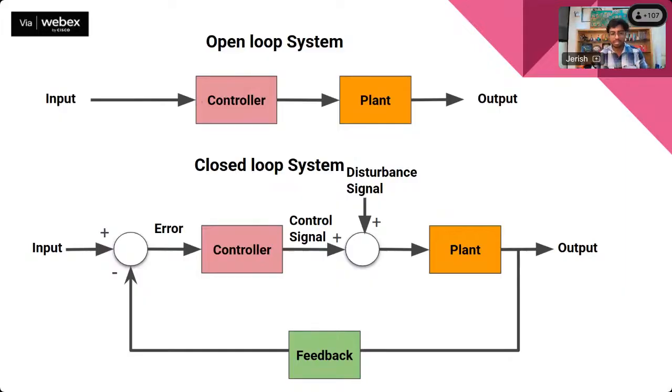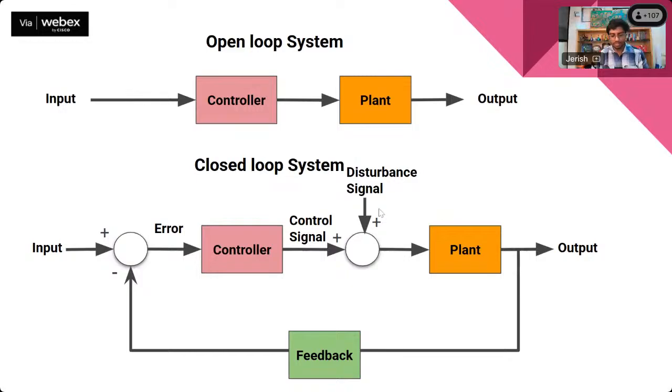Now consider that the door has been opened, or there's some leakage, or the window has been opened. Whatever calculation you have done, you might have done it assuming that the door has been closed, right? So the output won't be maintained at that temperature, because there is some kind of uncertainty created by the environment, which can be considered a disturbance signal, right?